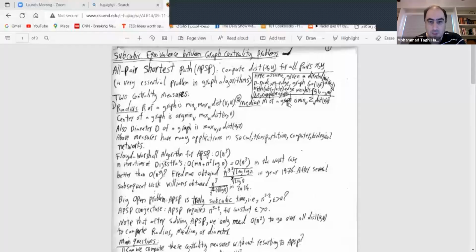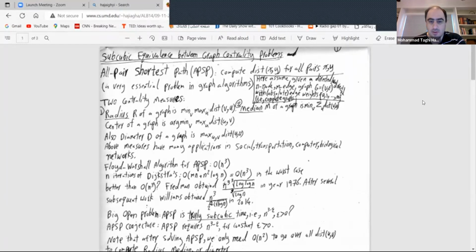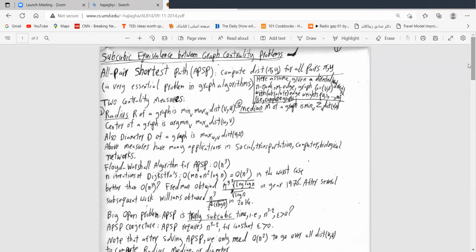Good. Let's start the class today. Can you see the page? Yes, we can see. Great.